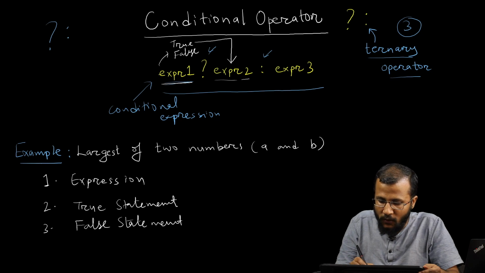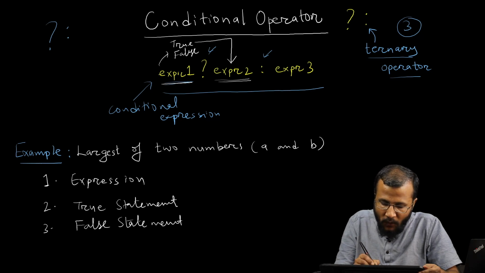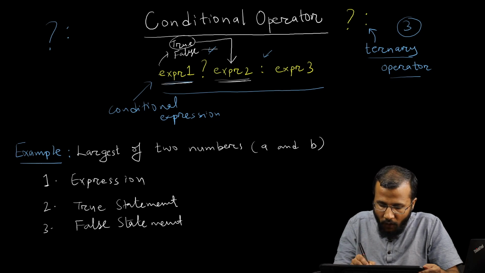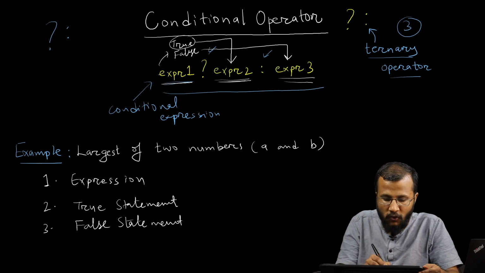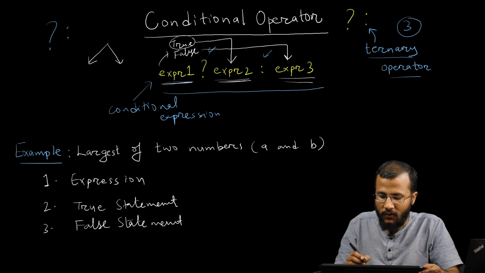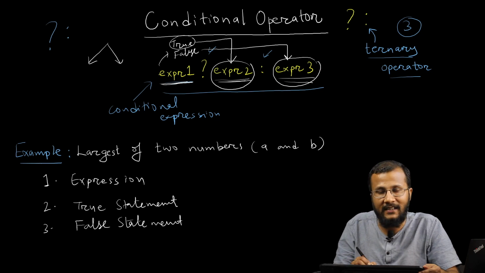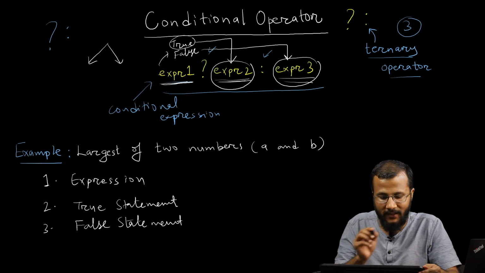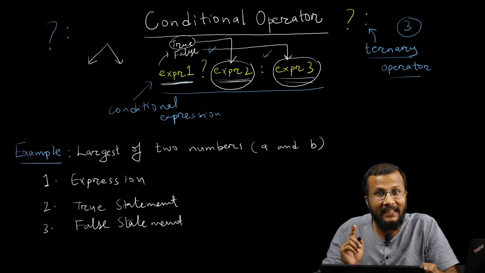So this is as good as the true statement of the if-else statement. Whenever expression 1 becomes true, you evaluate expression 2, and whenever expression 1 becomes false, you evaluate expression 3. This is how it works. So this is a two-way decision making statement. Expression 2 is the true statement that is executed if the condition, that is expression 1, is true, and expression 3 is the false statement that will be evaluated whenever expression 1 becomes false. So this is how it works. The point to note here is that the conditional operator is exactly the same as the if-else statement.